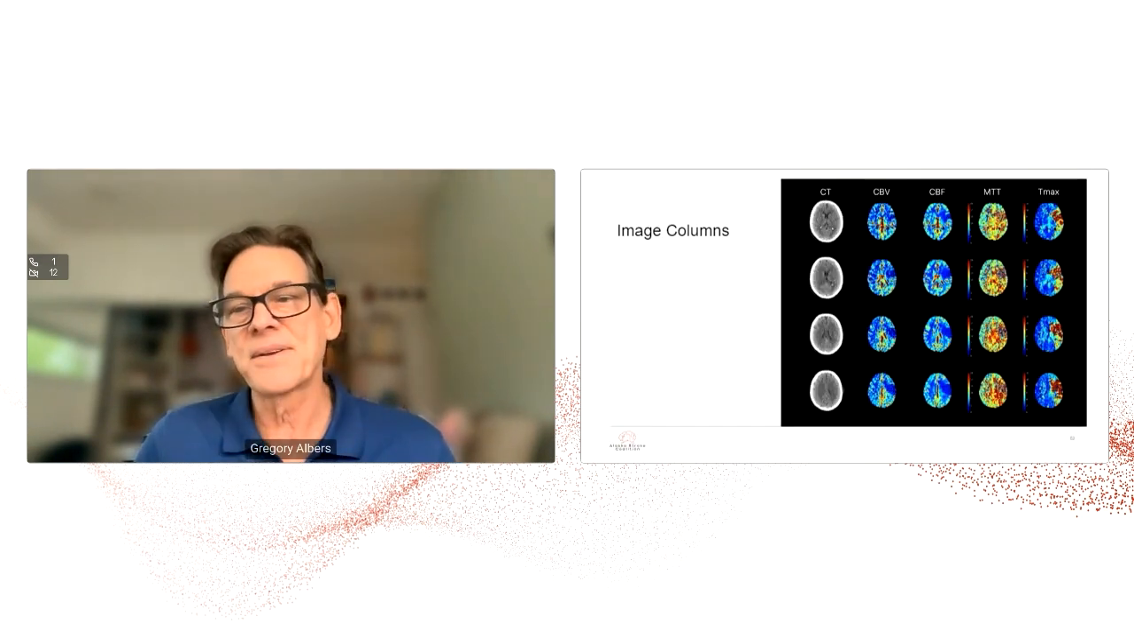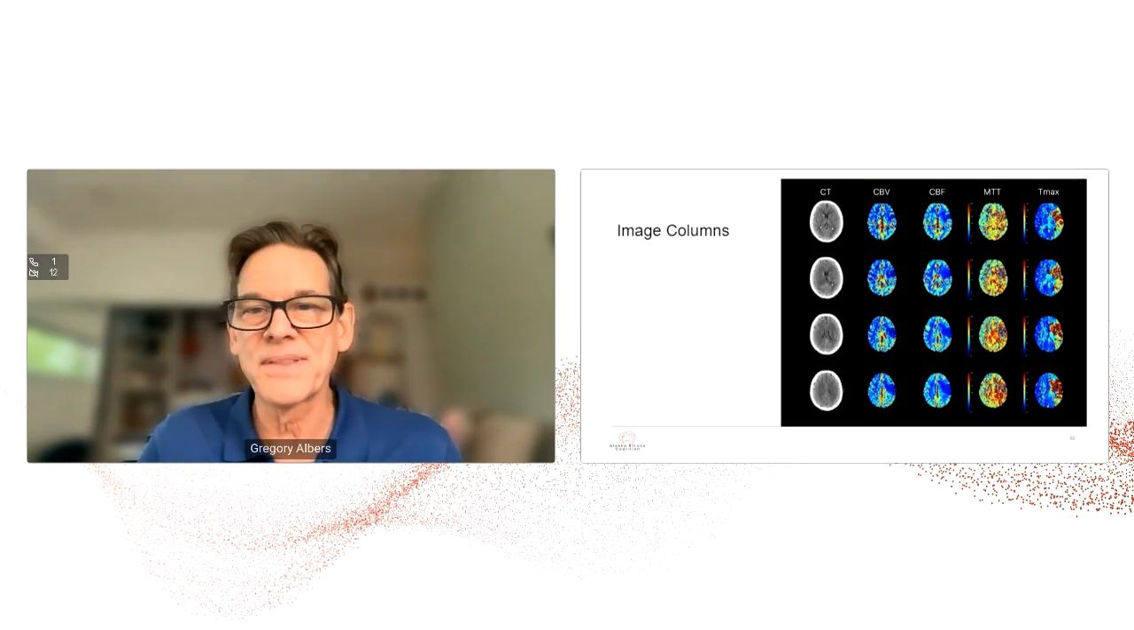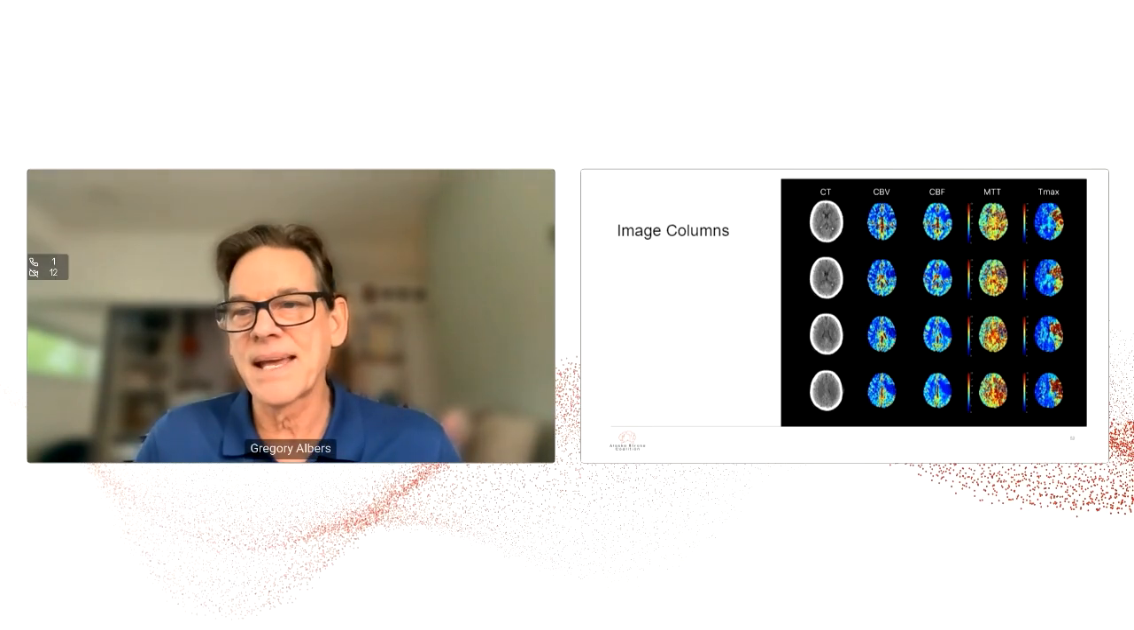All right, the other thing that you get, the next map is called the image columns. And this is a super helpful map because it gives you a co-registration of the CT scan, the basic non-contrast CT scan, along with these various maps. And here, no thresholds are applied. You just use your eyes to see what's abnormal.